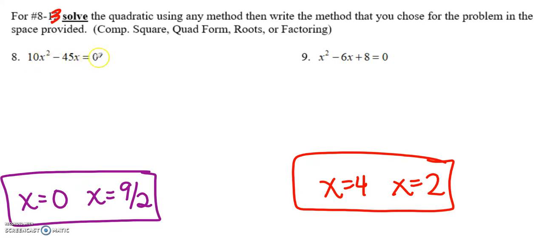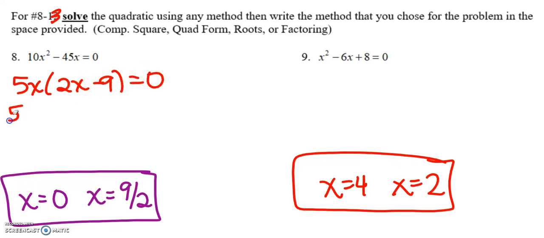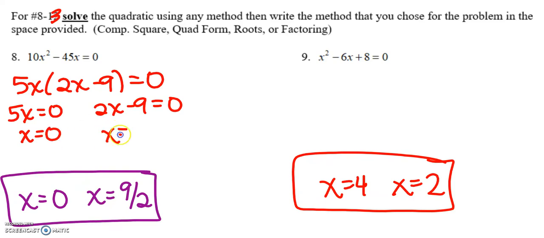All right, so for this first one, I viewed this as a factoring problem. I think that's the most straightforward way to go. So I factored out a 5x, and that left me with 2x minus 9, all equal to 0. Zero product property would say that then 5x is equal to 0, and 2x minus 9 is equal to 0. It means x is equal to 0, and x is equal to 9/2, as seen below. Okay, so I think factoring is the best way to go for that one.